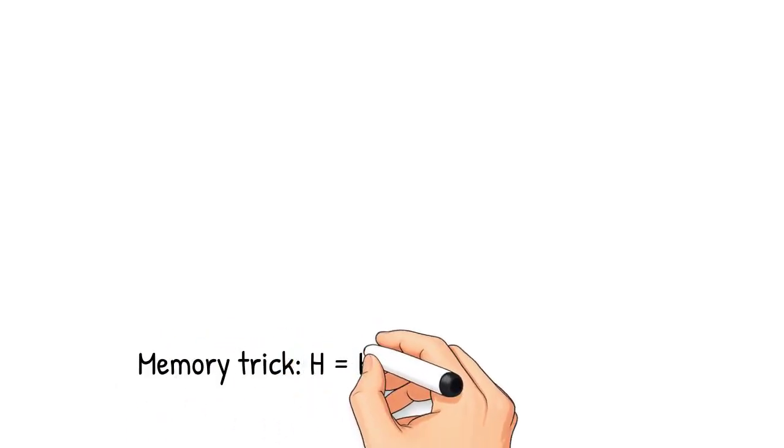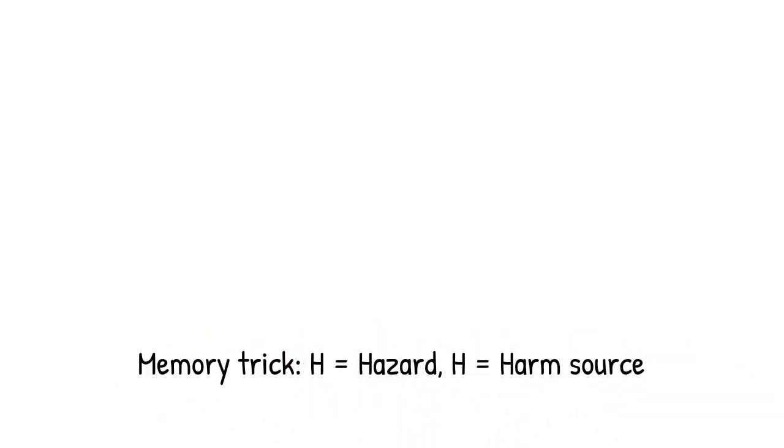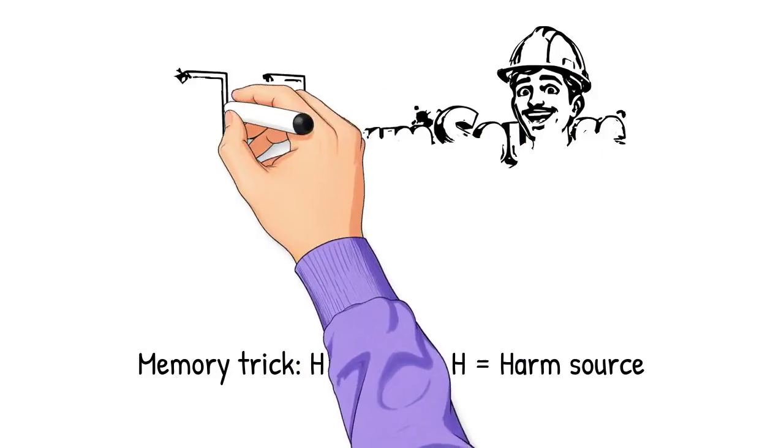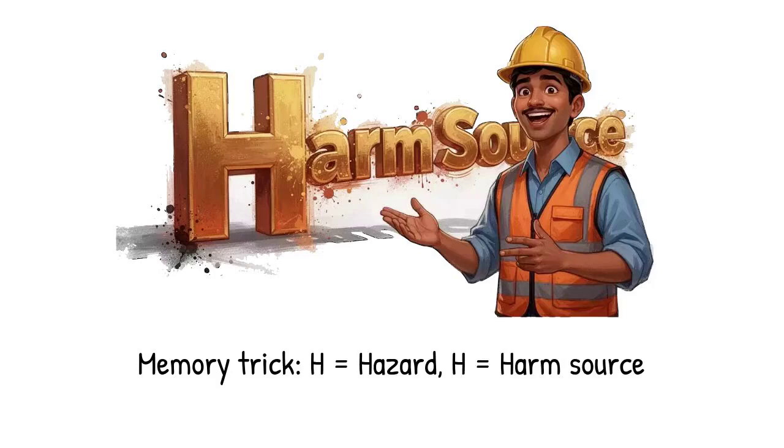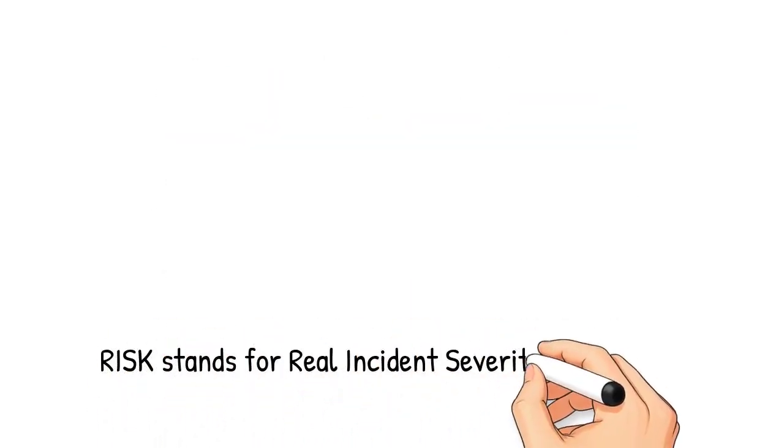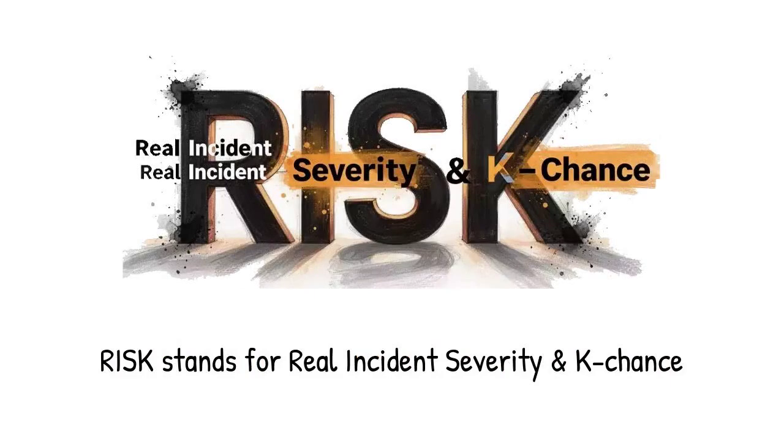Here's a simple memory trick you can use on exam day. Trick 1. H equals hazard. H equals harm source. Hazard means harm source. When you see the word hazard, think, what is the thing that can hurt me? Trick 2. Risk equals real incident severity and K chance. It's a bit playful, but it works. Real incident severity and K chance. K equals chance reminder, like a quirky hook.